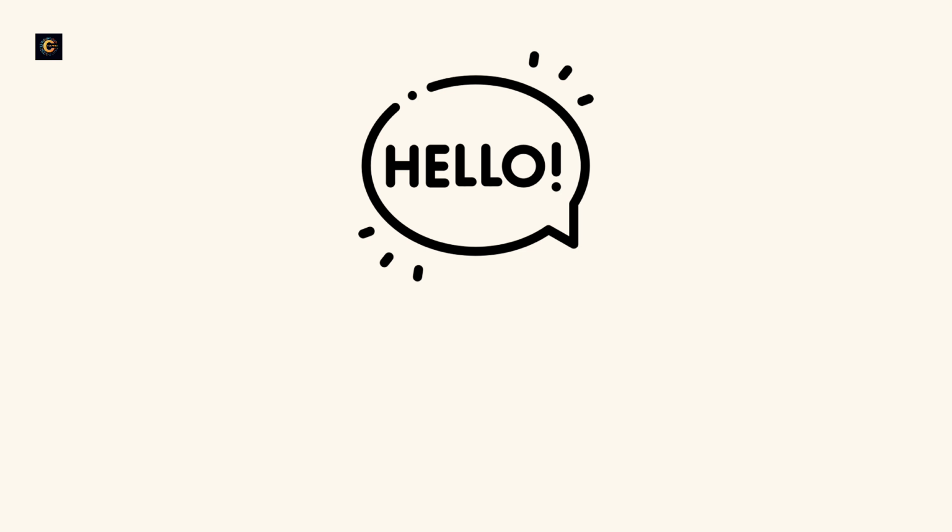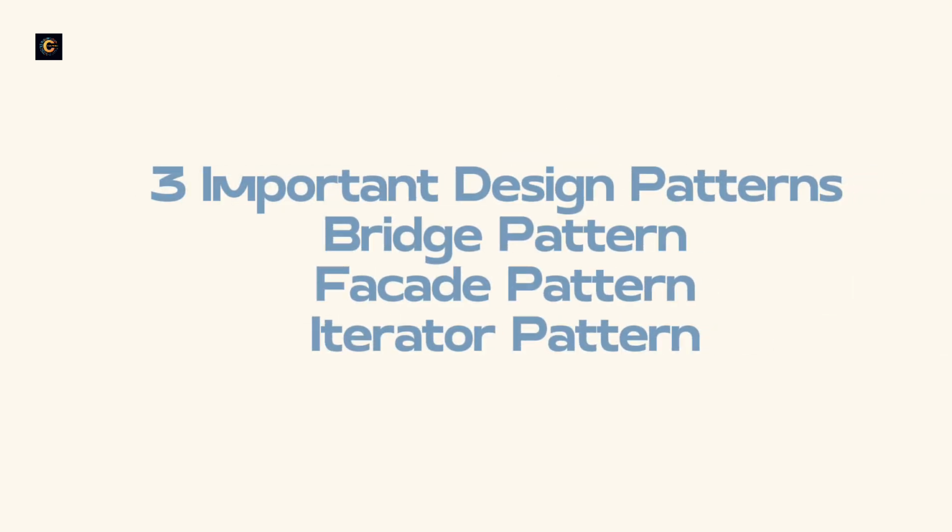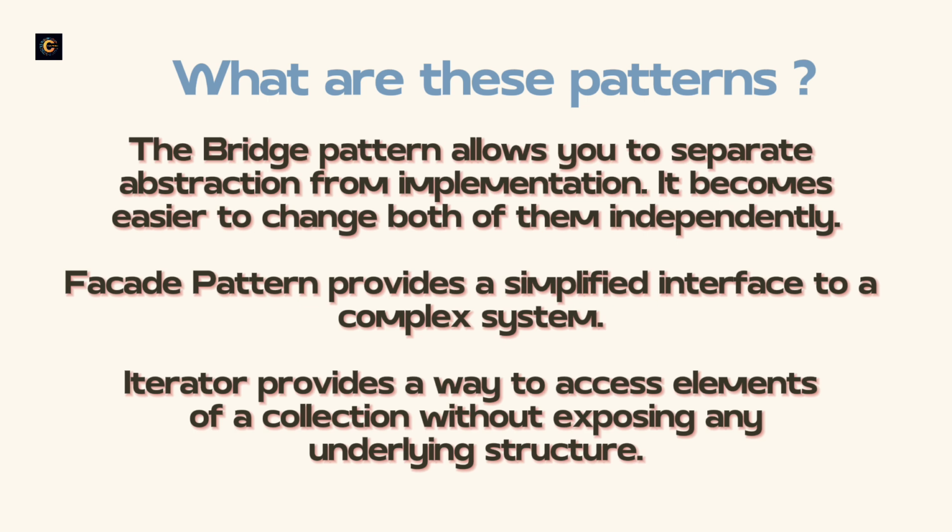Today we are going to explore three important design patterns: bridge, facade and iterator. Let's start with the basics. What are these patterns? The bridge pattern allows you to separate abstraction from implementation, making it easier to change them both independently. Facade provides a simplified interface to a complex system, hiding its complexity. And iterator provides a way to access elements of a collection without exposing its underlying structure.